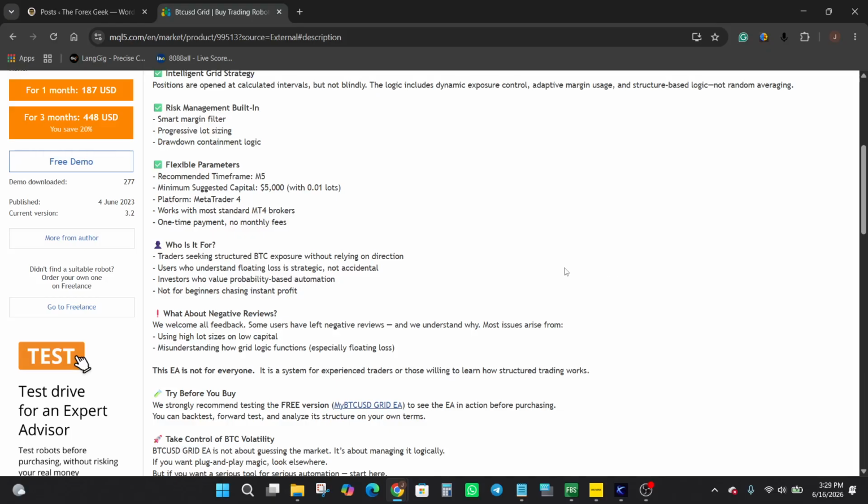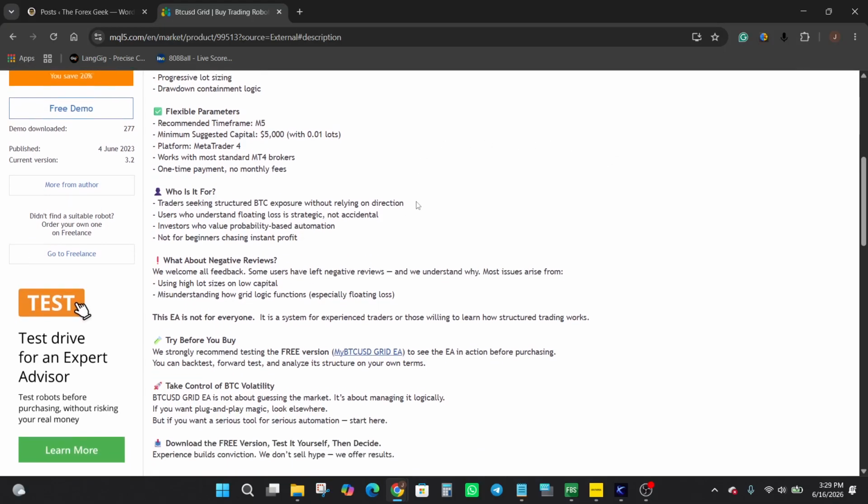The risk management component plays a big role in how this EA is framed. Features like progressive lot sizing and drawdown containment suggest that position sizing and exposure adjustment are central to how the system behaves over time. The developer also mentions that the EA is designed for traders who understand floating drawdown as part of the strategy rather than something unexpected. That gives important context on how the grid structure is expected to behave during active trading periods.